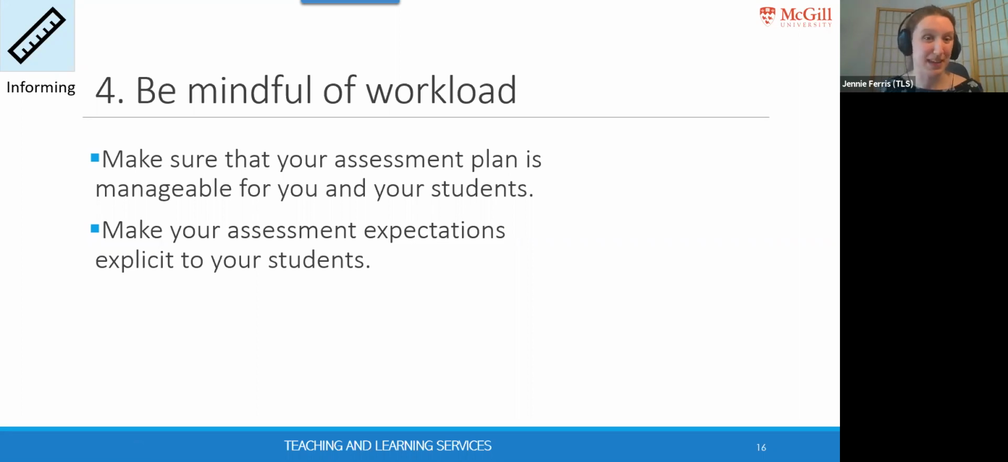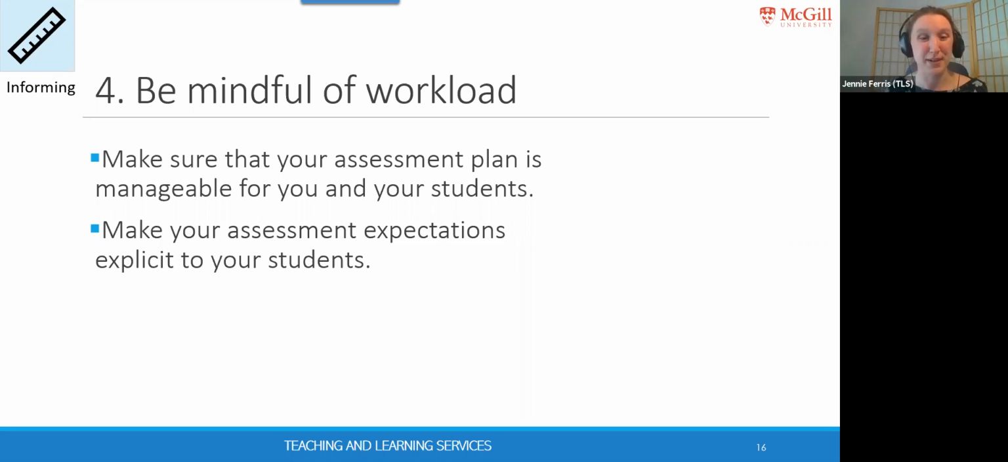In terms of making your assessment expectations explicit to your students, this is one of those things that can sort of feel like it goes without saying. You might think, well, they know what I mean when I talk about participation or when I talk about an essay. But since different disciplines and different course levels can address these things in quite different ways, it can be really helpful to explain exactly to students what you're looking for.